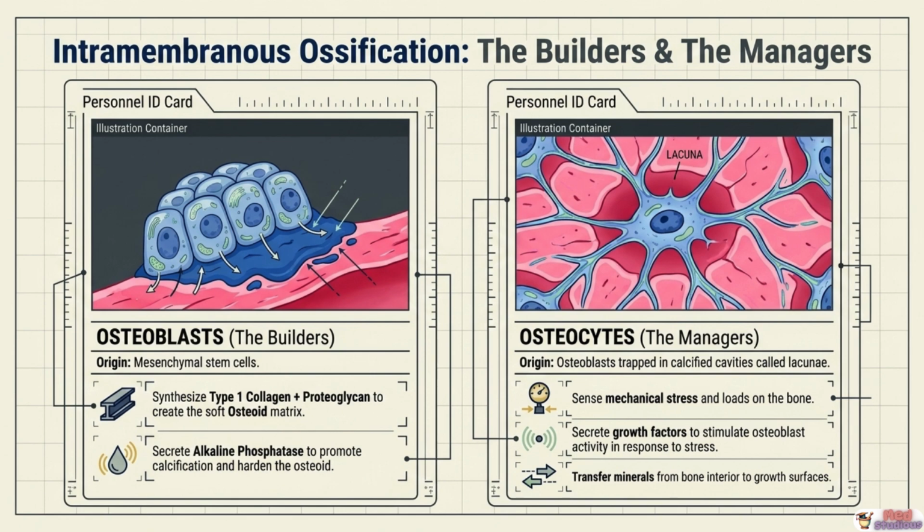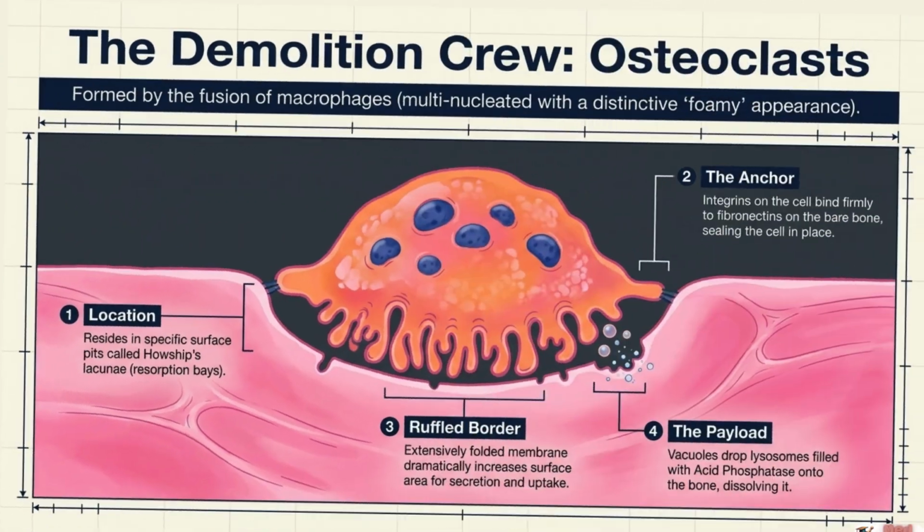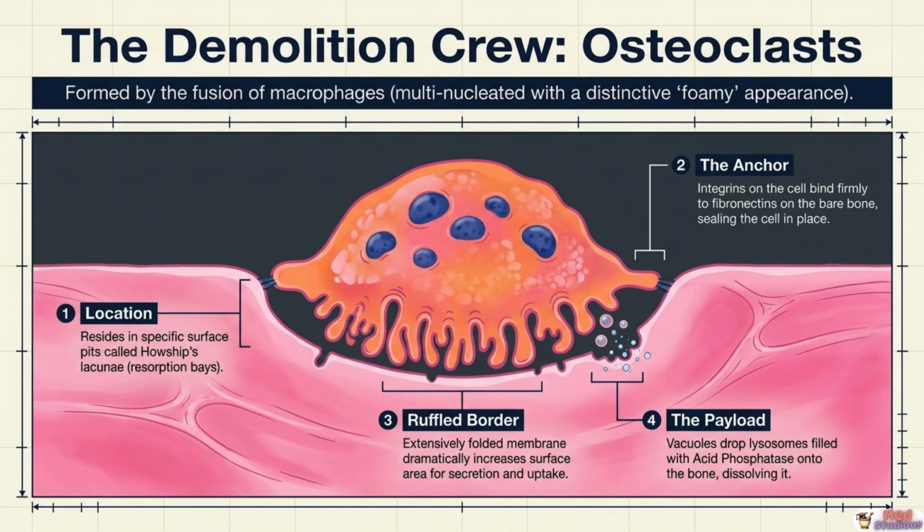Osteocytes are the mechanosensors of bone. They detect mechanical loading and strain and respond by secreting signaling molecules like sclerostin and prostaglandins to modulate osteoblast and osteoclast activity. They also facilitate the transfer of calcium and phosphate ions from the bone interior to active growth surfaces, contributing to mineral homeostasis.